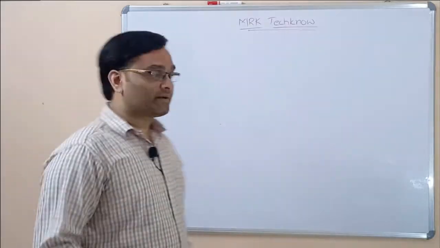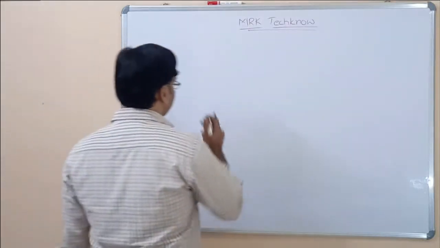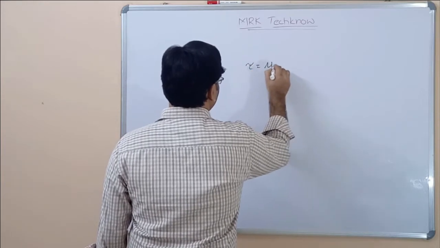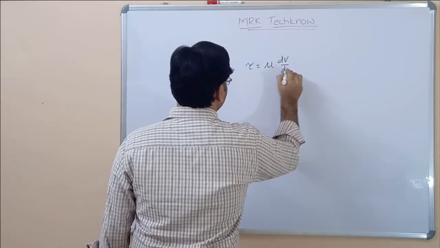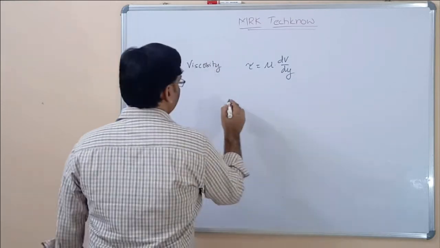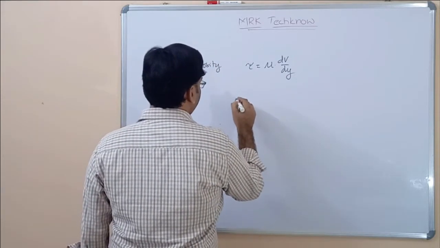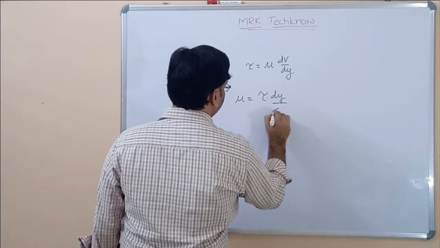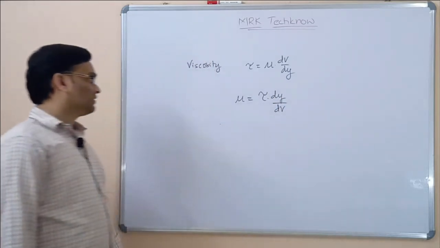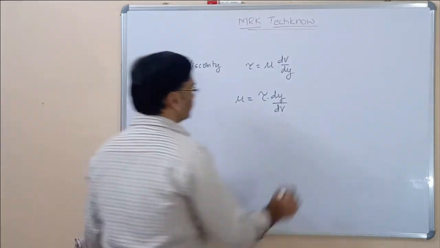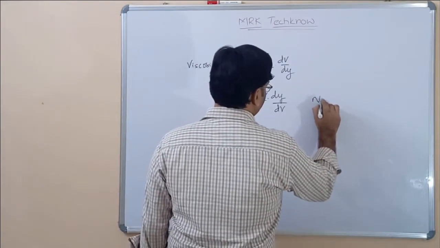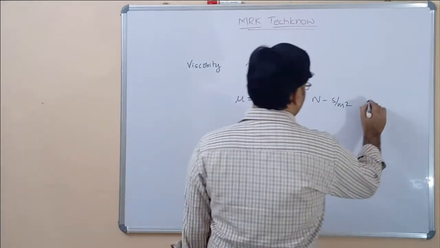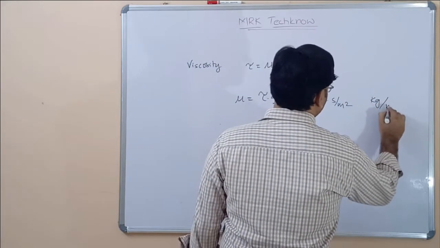We were discussing the properties of fluid and the derived equation. So tau equals mu into dv by dy, which is the velocity gradient. And here, mu equals tau into dy by dv. So this is the dynamic viscosity, for which we got the unit as Newton second per meter square, or you can write it as kg per meter second.